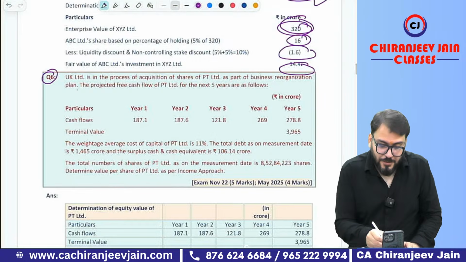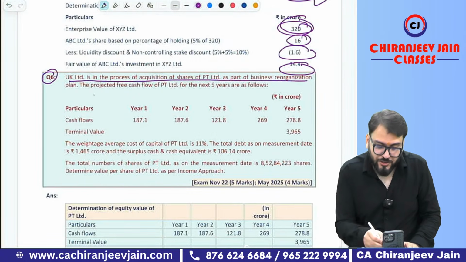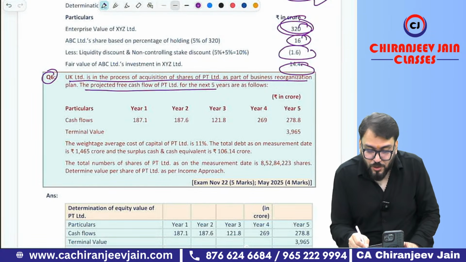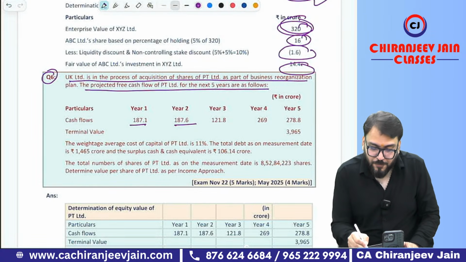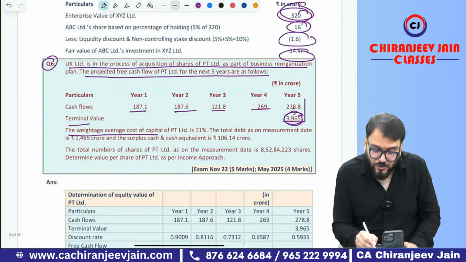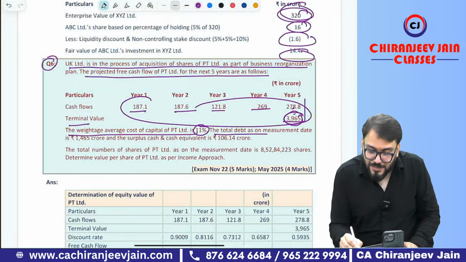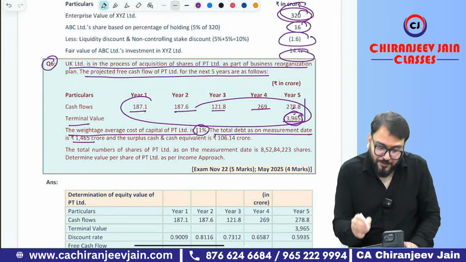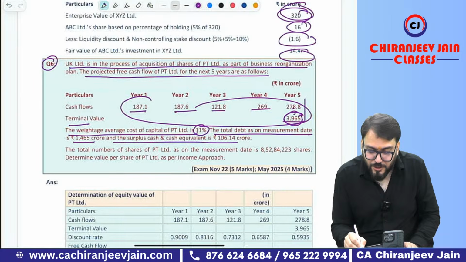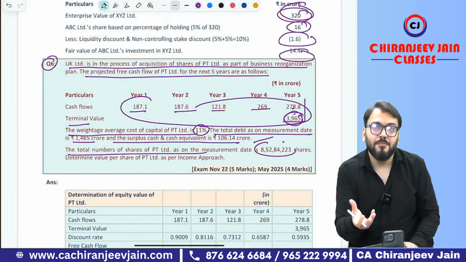Question number 6. UK Limited is in the process of acquisition of shares of PT Limited as a part of business reorganization. The projected free cash flow for the next 5 years is given. Terminal value has been given. Terminal value means if you sell the business at the end of year 5, how much can be obtained? The weighted average cost of capital is 11%. Of course, you can find out present value. The total debt on measurement date is 1465. That will be deducted, and surplus cash and cash equivalent will be added. The total number of shares is given, this must be divided, and you will get the per share value.